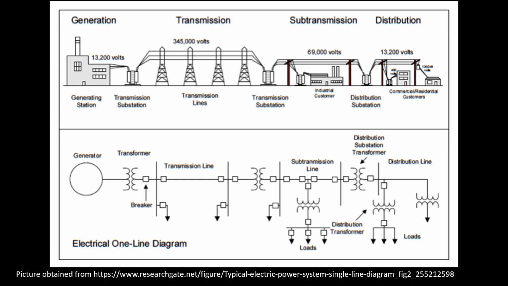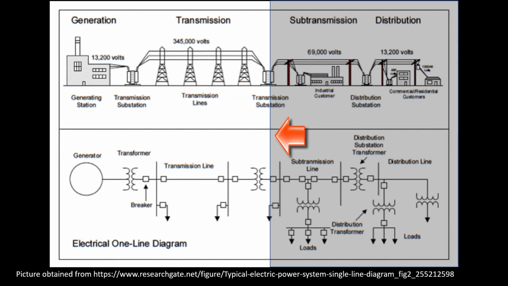Here's another example of the power transmission system or electric grid. On the top are pictures to illustrate what the grid looks like: generators, transmission, and distribution. On the bottom is the same system displayed diagrammatically. Those are electrical symbols on the bottom. In this presentation, we'll be looking at what is on the left, that is transmission.